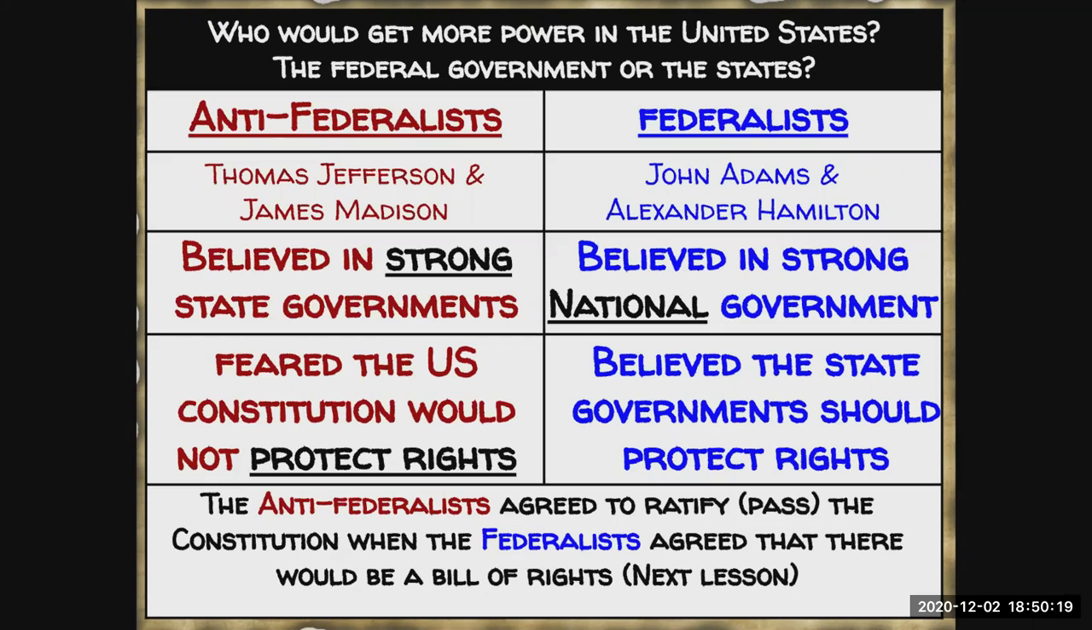So, in order to overcome this extremely critical question of individual rights versus state governments versus federal governments, the anti-federalists agreed that they would ratify the Constitution when the Federalists agreed that there would be a Bill of Rights included in the Constitution. And that's what we're going to explore later this week, is we're going to get into the Bill of Rights. This compromise is what allowed the Constitution to be approved and signed by the delegates at the convention.